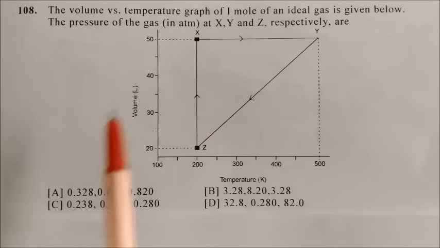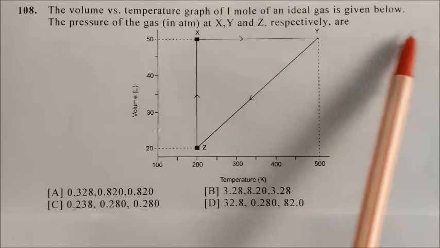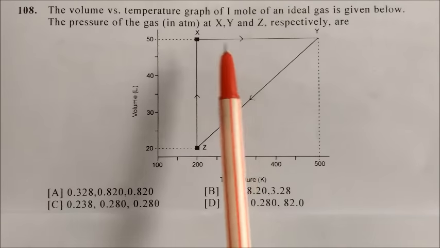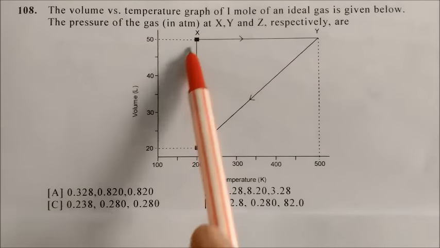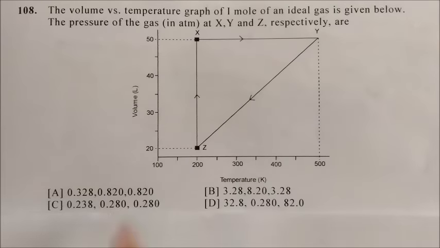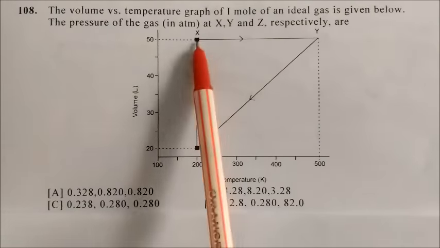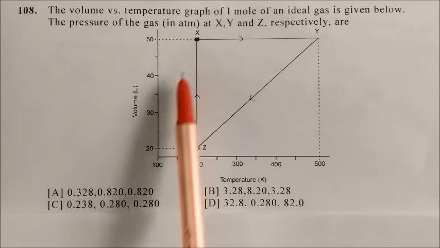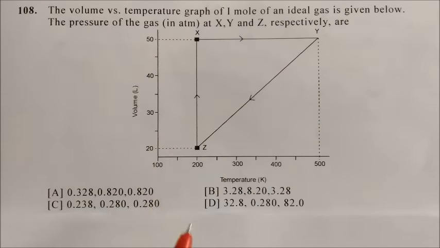So this is the volume versus temperature graph of 1 mole of an ideal gas given below, and the pressure of the gas in atmosphere at x, y, and z respectively are. So this is the x, this is the y, and this is the z. So we have to find the pressure. Here this is the volume, this is the temperature. So we have been given volume and temperature in every case.